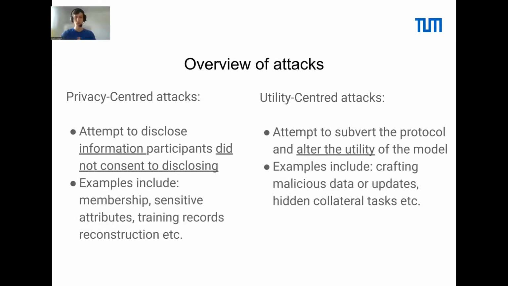In this work, we particularly concentrate on the privacy-centered attacks, the ones that try to expose information that you did not want exposed. Examples of this are membership and attribute inference attacks, model inversion, and so on. The utility-centered attacks, however, try to undermine the integrity of the trained model. They try to introduce collateral learning tasks or hinder the performance of the model in specific underrepresented subgroups. Examples of this would be backdoor attacks or model poisoning attacks.